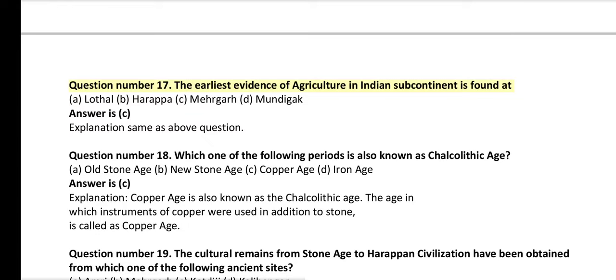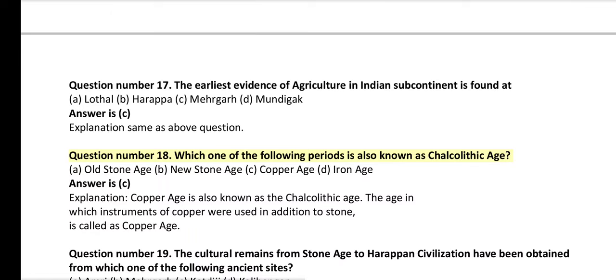Question number 17. The earliest evidence of agriculture in the Indian subcontinent is found at A. Lothal. B. Harappa. C. Mergarh. D. Mundigak. Answer is C. Explanation same as above question.